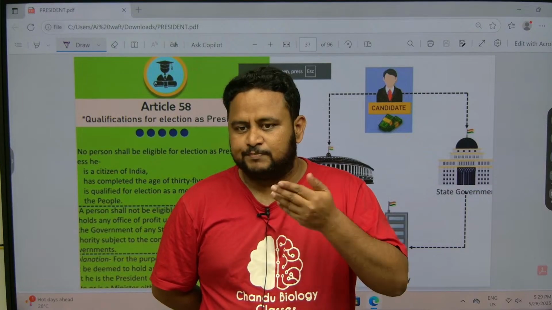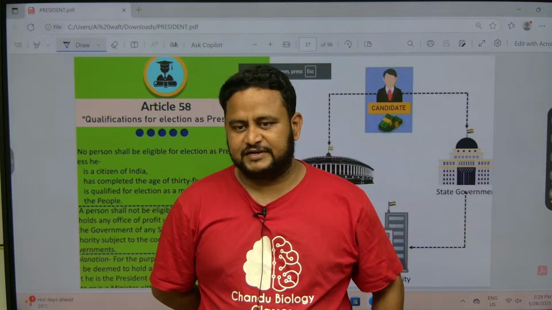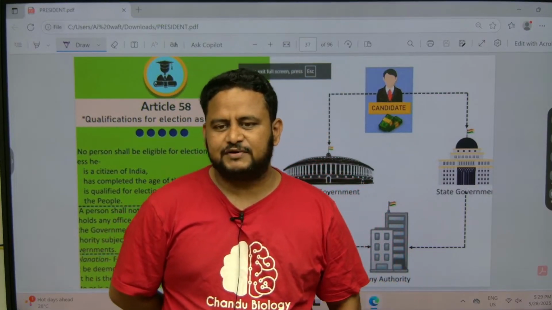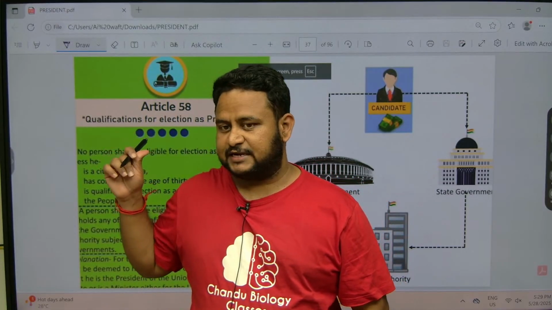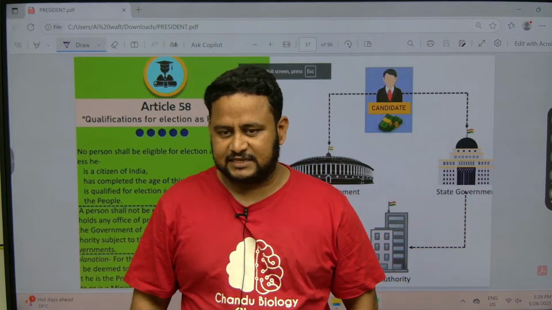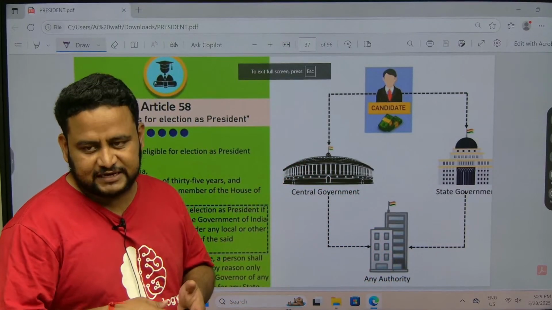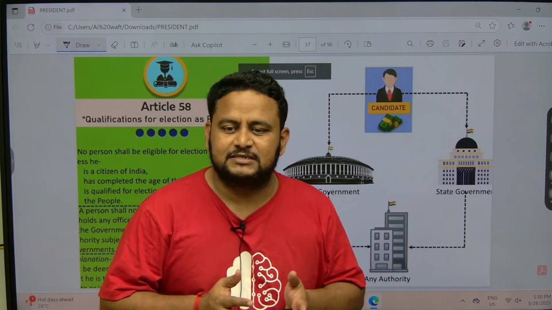54 is about people who are involved in the election of the president. 55 is about the manner of election. 56 is about re-election. And in 58 we are talking about eligibility. There we learned that the person should have completed 35 years of age. First, he should be a citizen of India, then he should be eligible to be elected as a member of Lok Sabha.